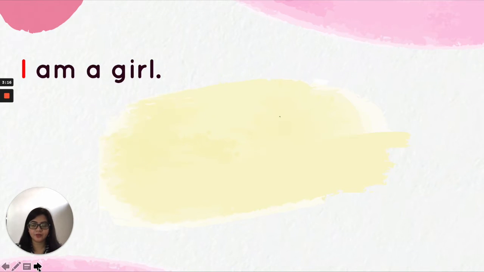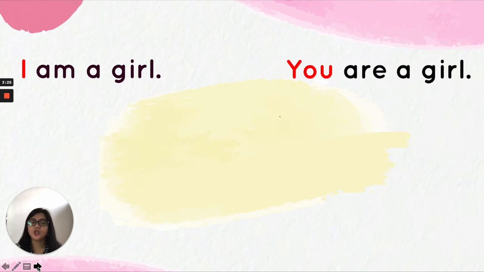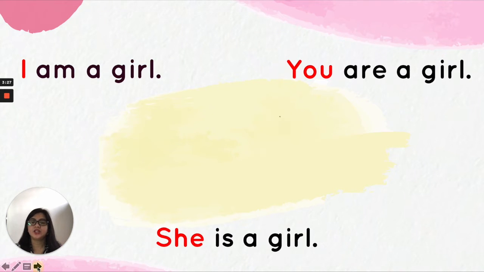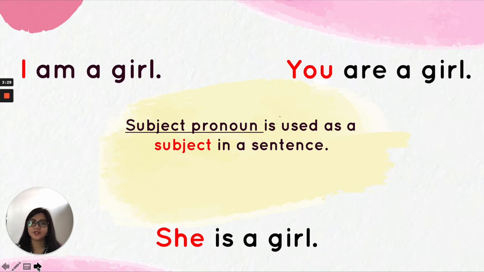I hope that everyone is still getting what I am talking about right now. So I am a girl. You are a girl. She is a girl. Subject pronouns are used as a subject in a sentence. So when you have a sentence, usually you have two parts. You have the subject and the predicate. The subject is what the sentence is referring to, and the predicate is the description about the subject.